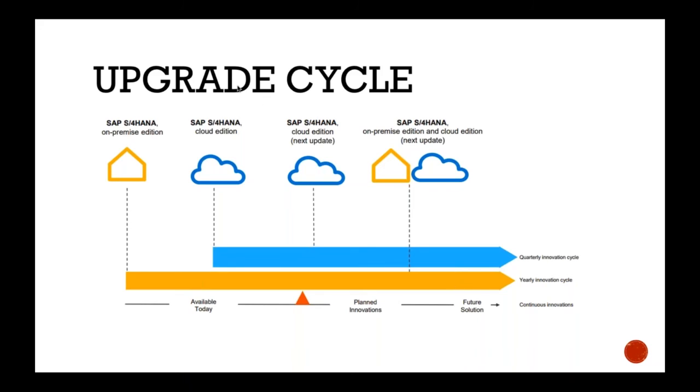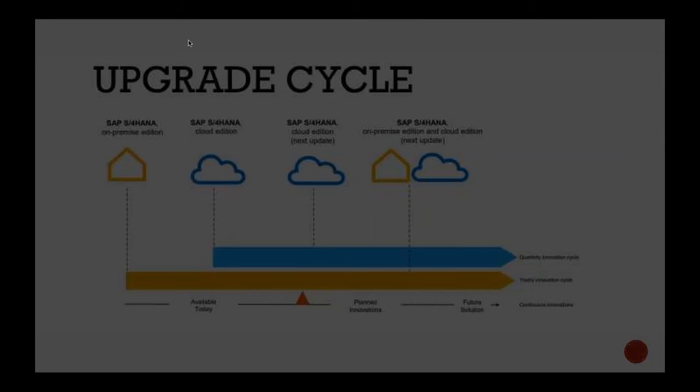So you can see in between two versions of on-premise, there can be multiple cloud versions. Normally it is 3. So between 1511 and 1610, you will find 4 versions of cloud. So every quarter, in case of cloud, you will find a new version. Let me show you this particular thing. Maybe I'll complete this and then I'll show you. So you can see this is on-premise, and this is on cloud. This is a yearly innovation cycle and this is a quarterly innovation cycle.